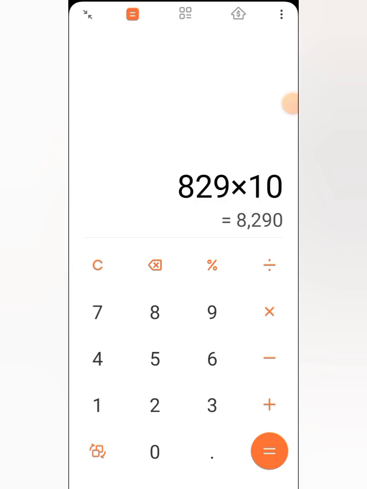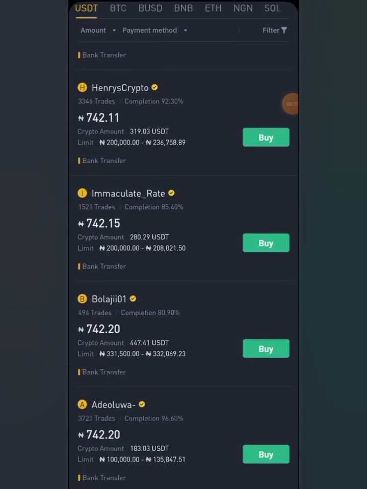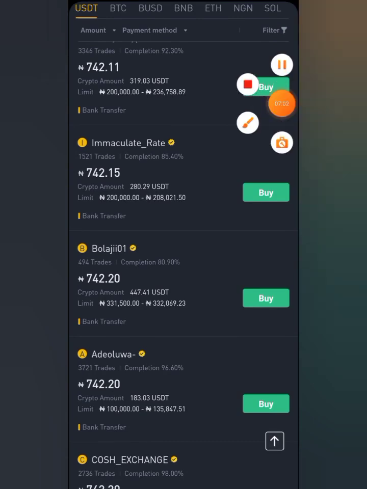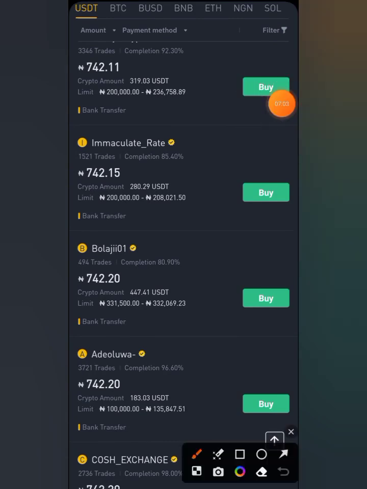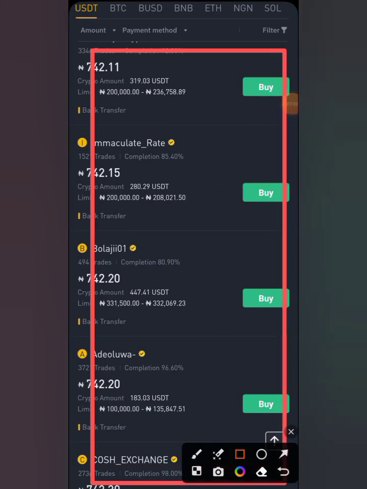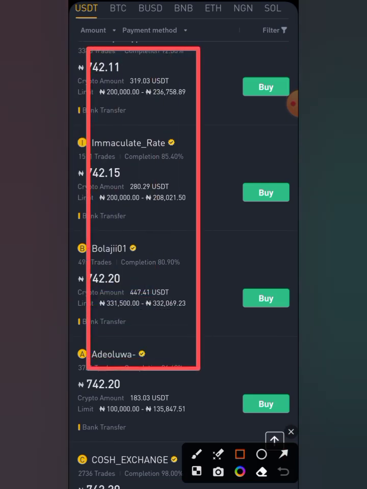So I'm going to go back to show you how you can actually join these men to make as much as they are making. Now once you come for the first time, this is how your platform will look like. This is how your homepage will look like in the P2P session. You will be able to add your own advert, your own ad, so that it will appear in this place where all theirs are appearing.